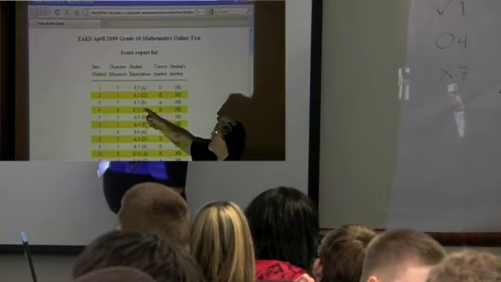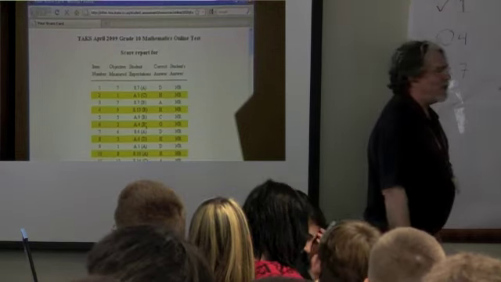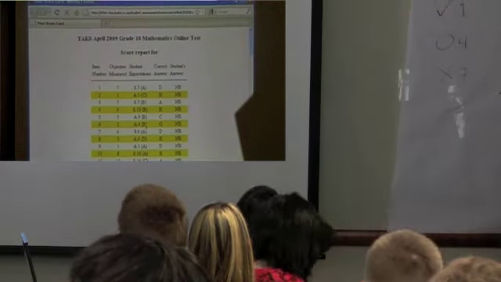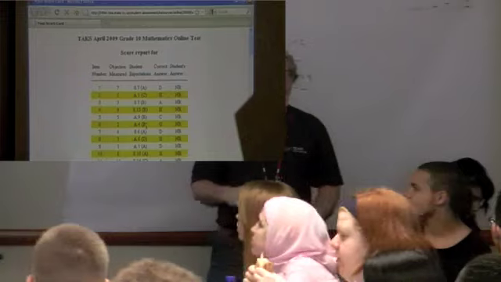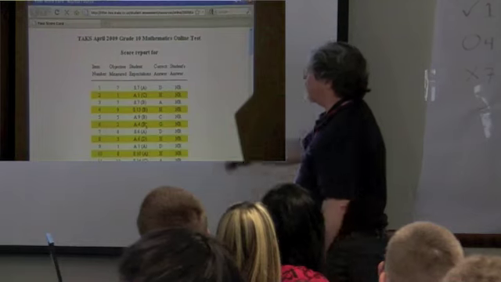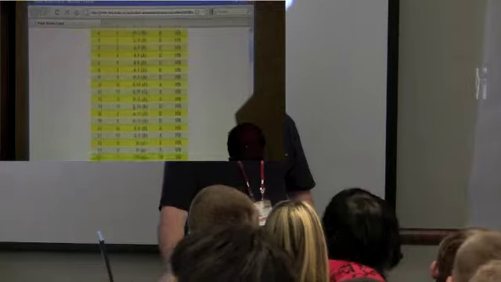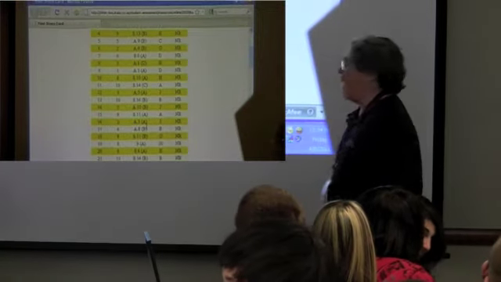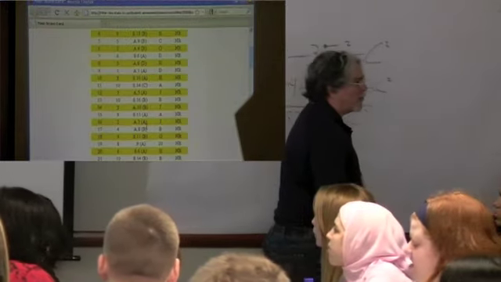But look at this column right here. That column has A's and H's in it. You know what the A stands for? Algebra. Do you know what the H stands for? 8th grade. Every question on this 10th grade test has an A or an H. There is no G. There is no 12. There is no 11.